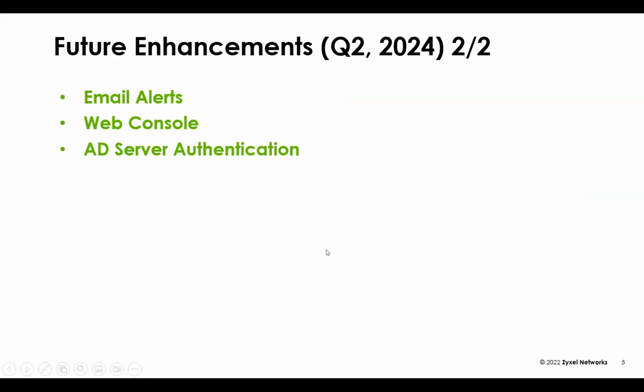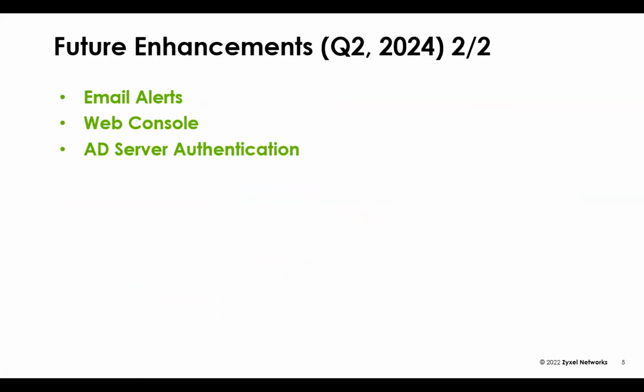Moving along, the last three options are email alerts. Email alerts right now are not available. You still get your basic logging on the firewall, and you can set up an external logging server. That does exist, so you can do syslogs, but you will not get email alerts as of right now.